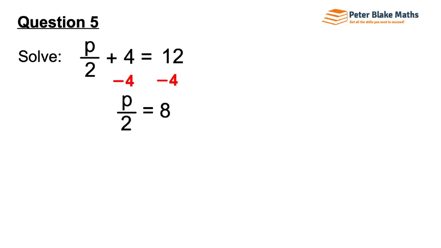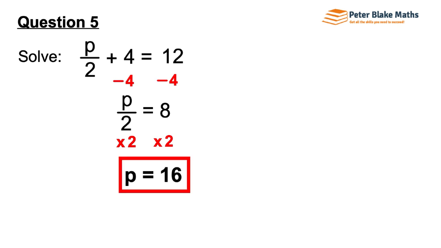So we continue with our quest for getting the letter on its own. Let's move that 2. The 2 at the moment is dividing. The bottom of a fraction is considered to be dividing into the top. So the opposite of dividing by 2 is multiplying by 2, which we'll do to both sides. And so that'll leave p on its own on the left-hand side, and 8 times 2 is 16 on the right-hand side. So just a two-step equation there.